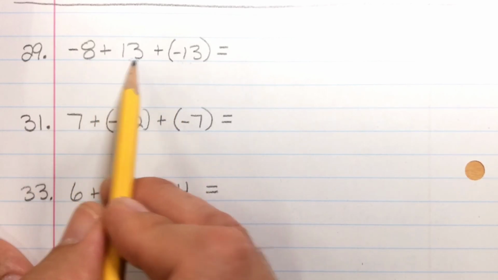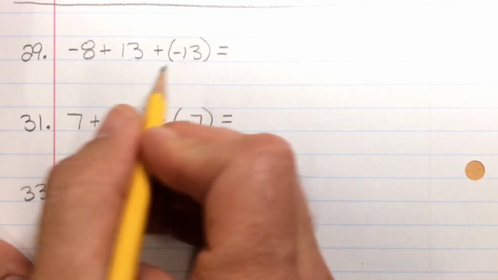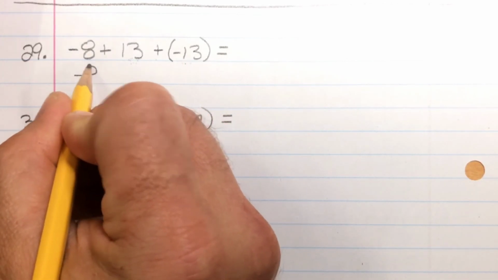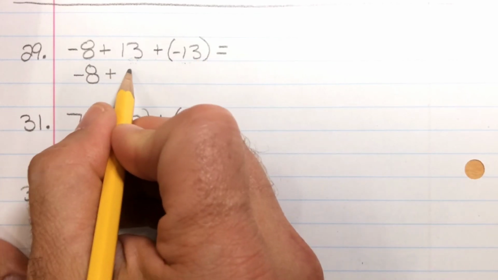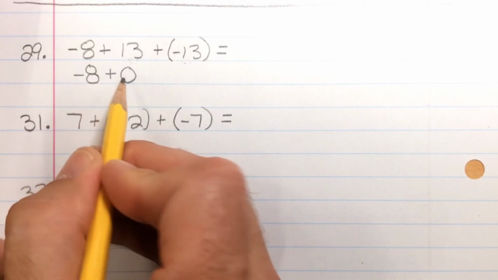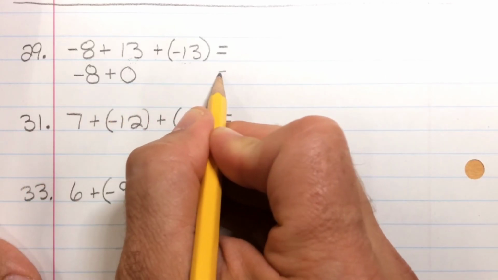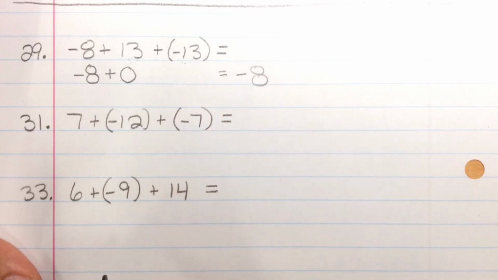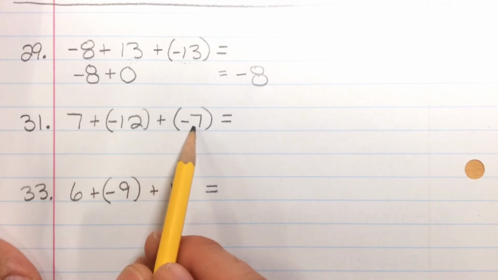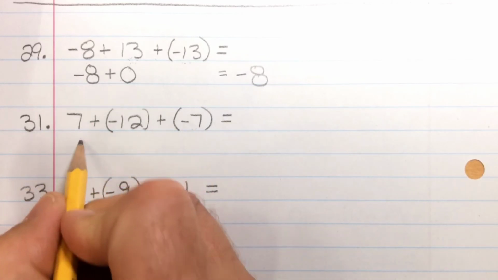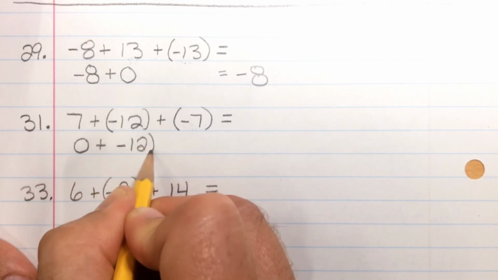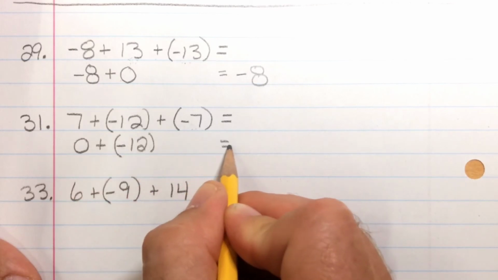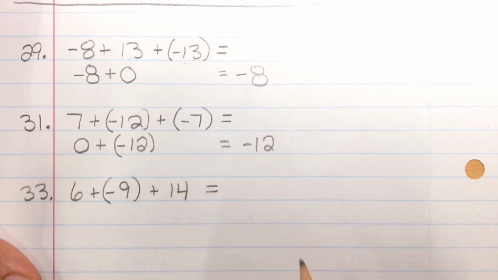And I'm going to add 13 plus -13 first, because those are opposites. So the -8 is going to stay. I didn't touch that one yet. Plus, and this 13 plus -13 is 0. -8 plus 0 equals -8. This one here, similarly, I could add the 7 and the -7 first to get 0. Plus this -12 that I haven't done anything with yet. 0 plus -12 is -12.